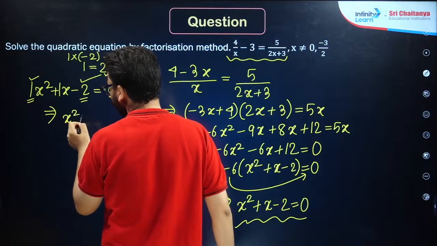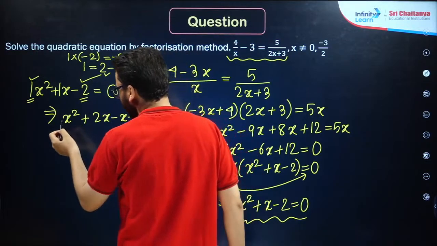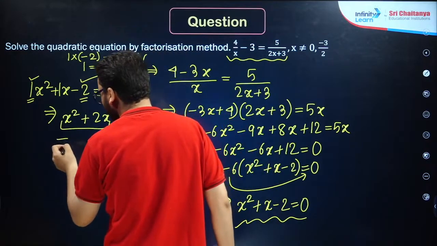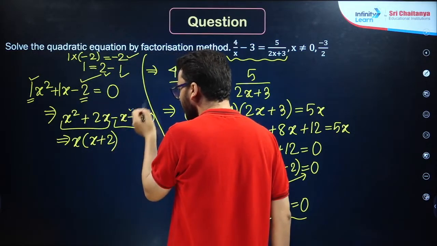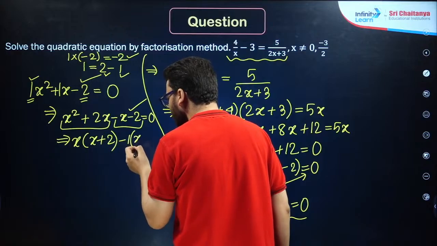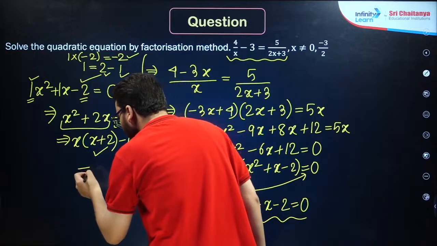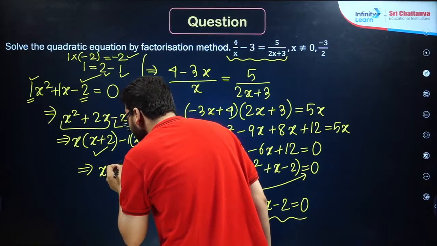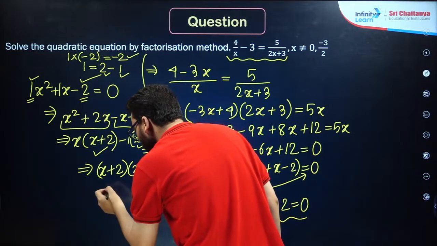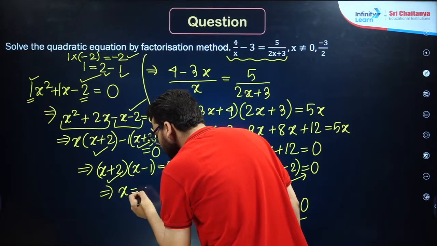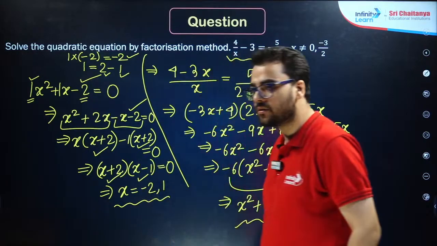So this can be written as 2x minus x minus 2, that is equal to 0. This is the first group, the second group. Out of the first group you can take x as common, so x plus 2 will be left. Out of the second group you can take minus 1 as common, so x plus 2 will be left, that is 0. So again you can take x plus 2 as common and you will be left with x minus 1. If you put this equal to 0, you will get x is equal to minus 2. If you put this equal to 0, you'll get x is equal to 1. So these are the two roots of this equation.